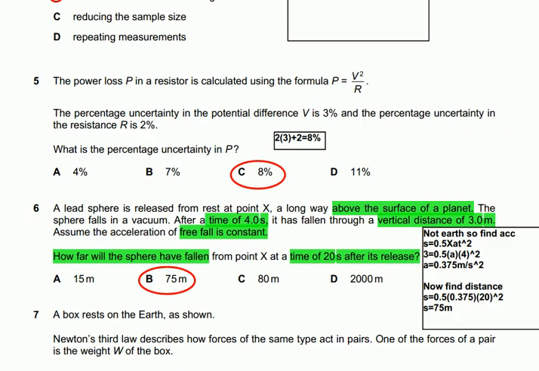So s equals ut plus half at square. u is 0, so half a is 0.375 from the previous calculations, and t is 20 seconds, which becomes 75 meters. So b is the appropriate answer.